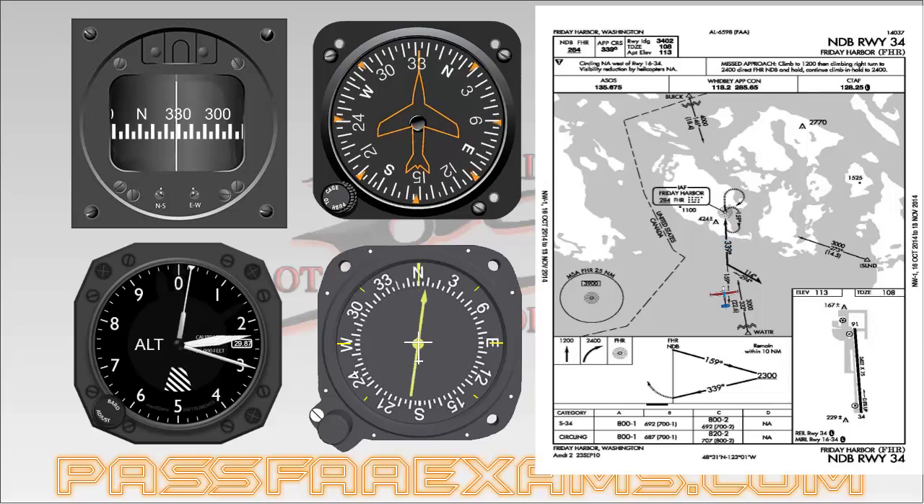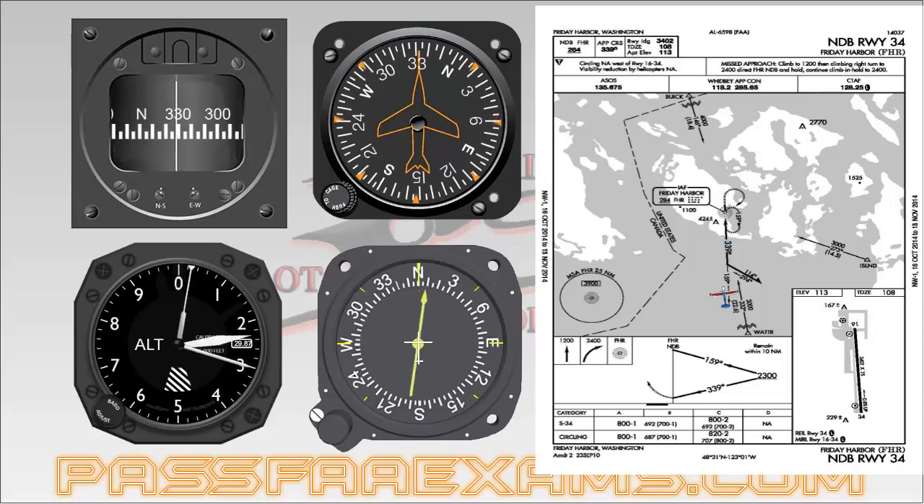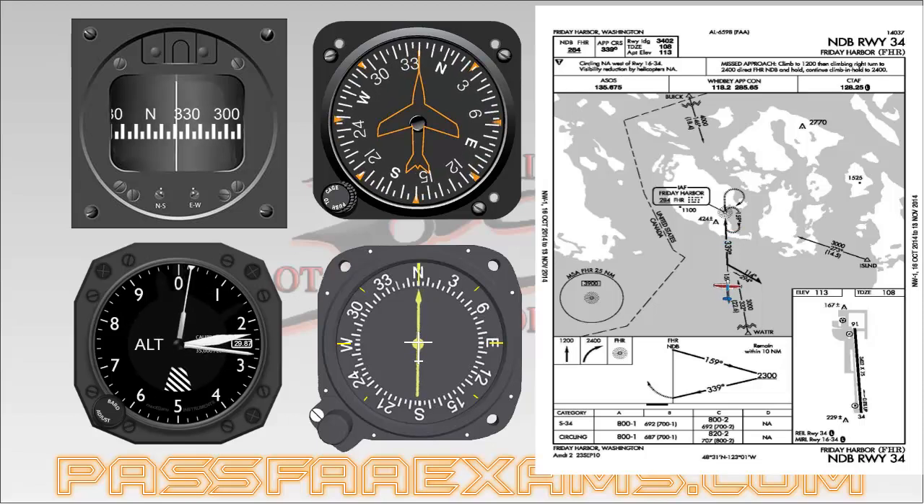Now it's just a matter of waiting for that needle to flip to go missed if this is a practice approach, or for the airport to come into sight if you're actually trying to land there. Again, if this is a practice approach, once the needle flips, you would proceed on the missed approach with a climb to 1,200 feet, followed by a climbing right turn to 2,400 feet back to the NDB and hold.